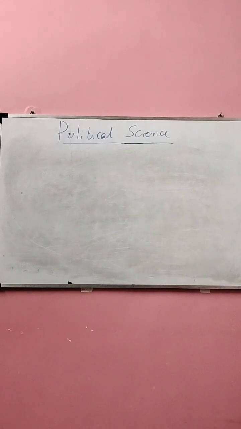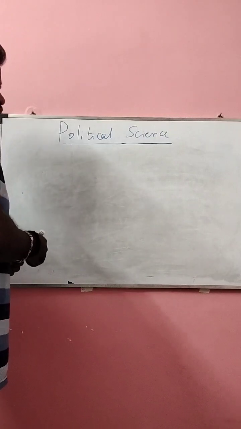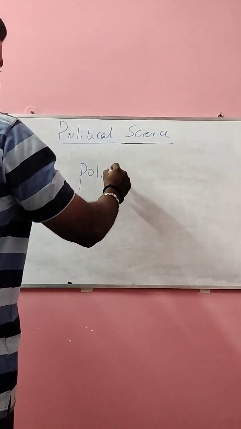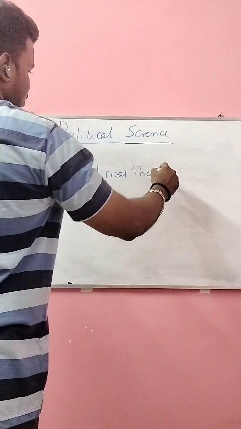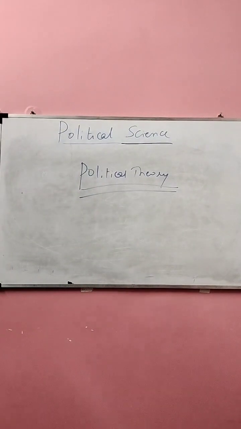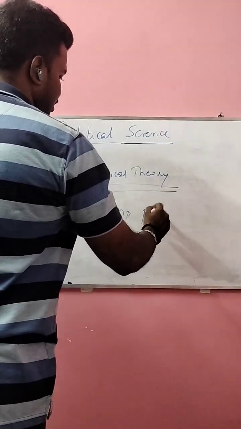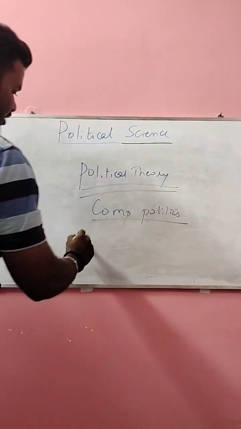In this video, I am going to help you understand and master the subject political science easily. The key in mastering political science is to first master political theory. If you master political theory, you can easily master other areas like comparative politics and international relations.